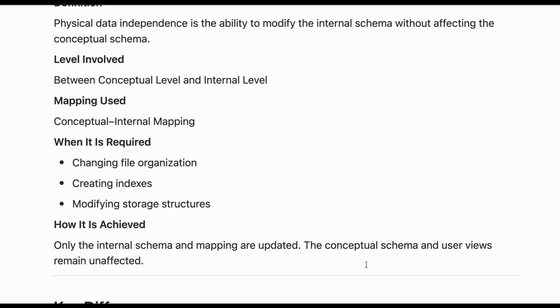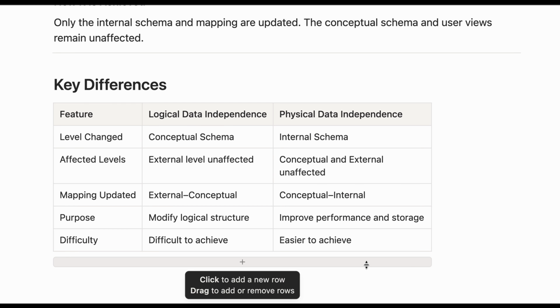So let's quickly understand the difference between logical data independence and physical data independence. Logical data independence deals with the changes in the logical structure of the database, while physical data independence deals with the change in physical storage. Logical data independence is more difficult to achieve compared to physical data independence. So this is the conclusion. Data independence provides flexibility and helps in maintaining and updating the database without disturbing user or application.